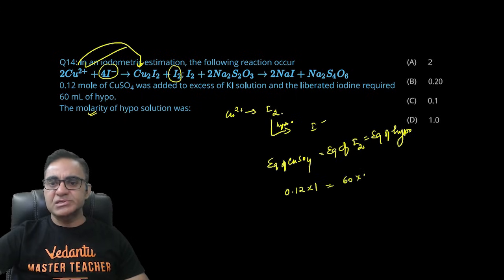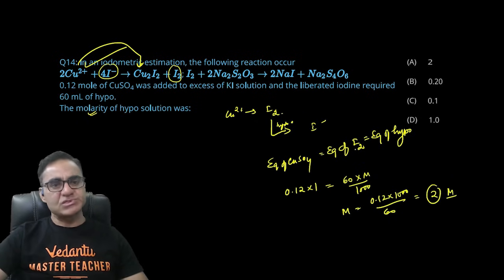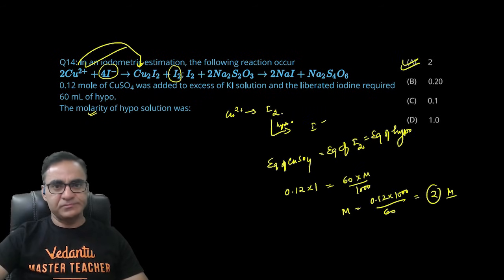60 ml is given, and we have to find its molarity, so divided by 1000. All right, so M is 0.12 into 1000 divided by 60, this comes out to be 2. So the molarity of sodium thiosulfate or hypo solution used is 2. Option A is going to be the correct option of this question. All right.